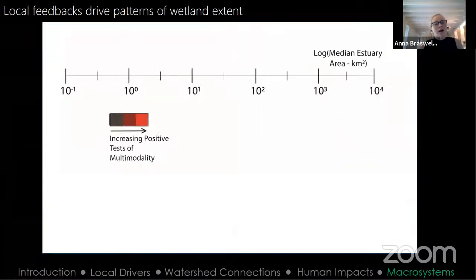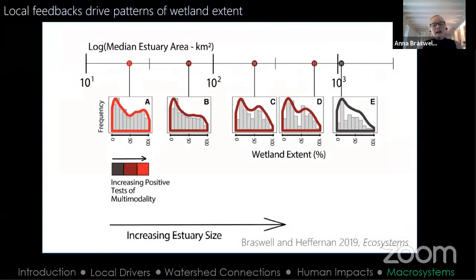So we looked at this across an estuary area gradient, going from small estuary area on the left-hand side to large estuary area on the right-hand side, and increasingly red colors mean more positive tests for multimodality, more likely that they have two modes. We can see here that at the smallest estuary size, we really are seeing these two modes of wetland extent, a less extensive and a more extensive. But as we get bigger across these estuary sizes, that seems to dissipate and go away until we're at the largest scale where we're not really seeing that any longer. We're just seeing fringing estuaries.